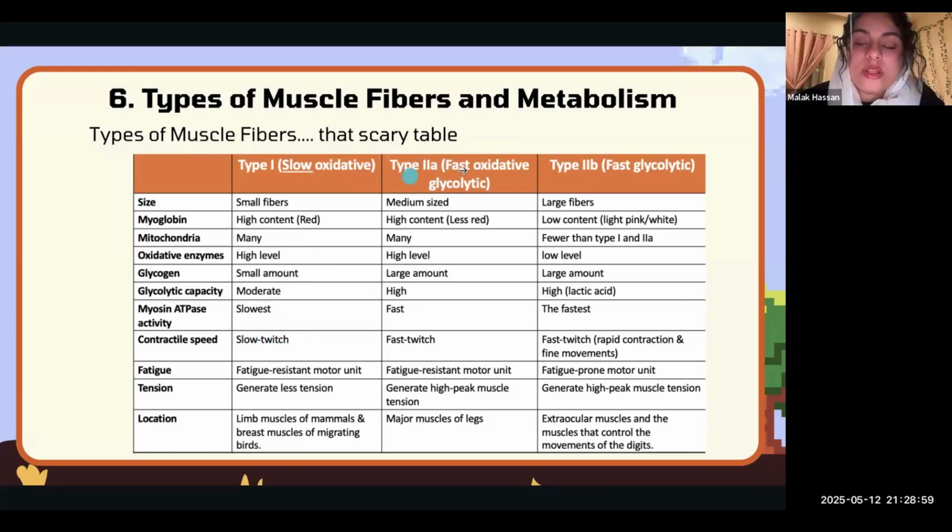Then you have type 2A, which is fast oxidative glycolytic. These have fast ATPase and they're fast twitch. They're not faster than the fast glycolytic because they're oxidative glycolytic, so they have both, and they have lots of mitochondria as well. Now, type 2B are the fastest, and they're fast twitch fibers. They're for rapid contraction and fine movements, and they have less mitochondria, less myoglobin.